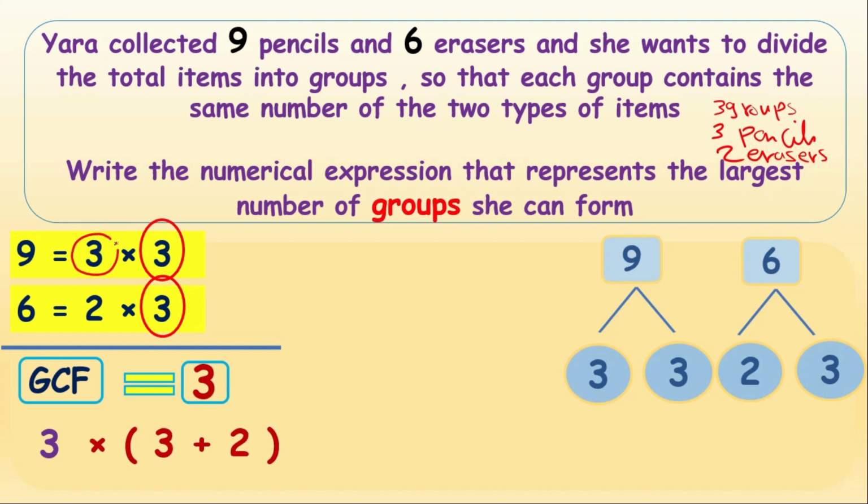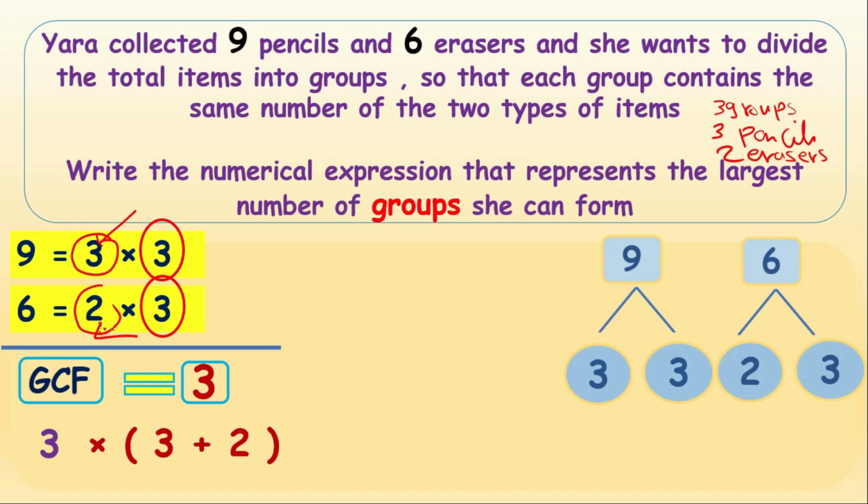يعني rest numbers دي ال 3 هنا refers to number of pencils in each group. يعني كل جروب يكون فيه 3 pencils. كمان ال 2 refers to erasers in each group. يعني كل جروب يكون فيه 2 erasers.